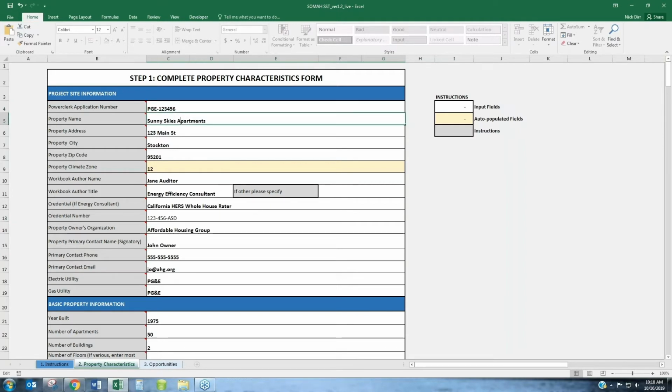Next, you'll type in the property name as entered in the PowerClerk. You'll enter the property address, so the street address, the city, and the zip code. And the zip code is important because this will automatically look up which California climate zone is appropriate. So in this example, I entered the zip code for Stockton and automatically confirmed that that climate zone is climate zone 12. I could type in any other zip code and it would update that to reflect the correct zip code.